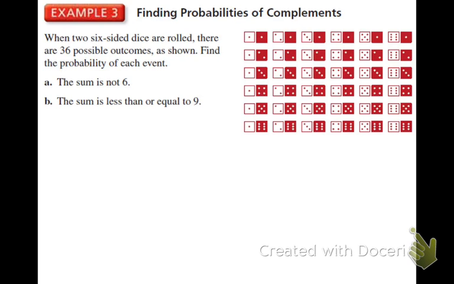All right? So, 2 six-sided dice are rolled. We talked about this earlier. There are 36 possibilities. We want to find the probability that the sum is not 6. So that's kind of hard to find. So what could we find instead of finding the sum that is not 6? Find the sum that is 6 and then subtract it. So that's what we're going to do. Find the sum that is 6. Okay? So we're going to find a fraction.